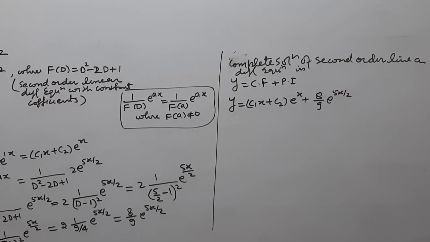So when we find the complete solution of a linear differential equation with constant coefficient, first we find the complementary function and then we find the particular integral, and when we add the complementary function and the particular integral, we get the complete solution of the linear differential equation with constant coefficient.